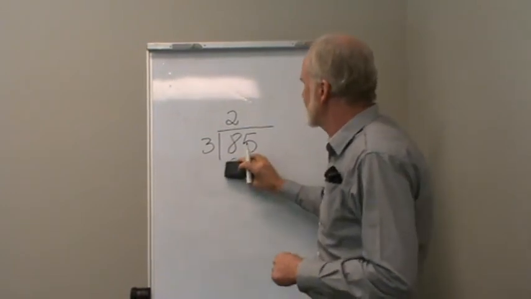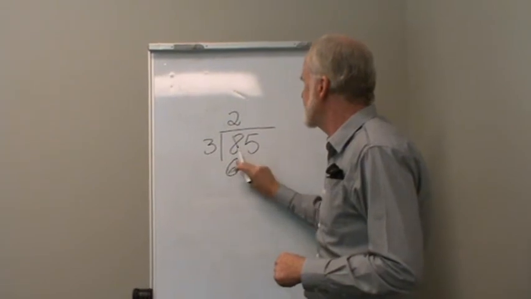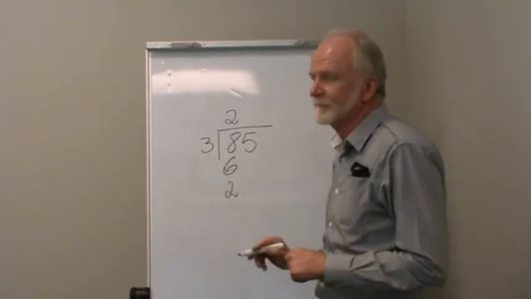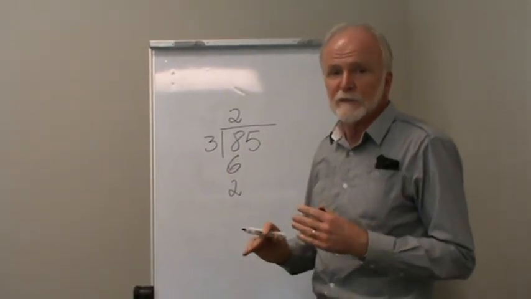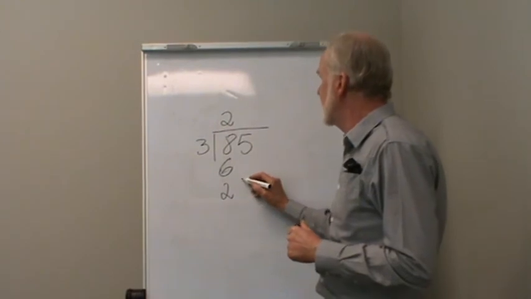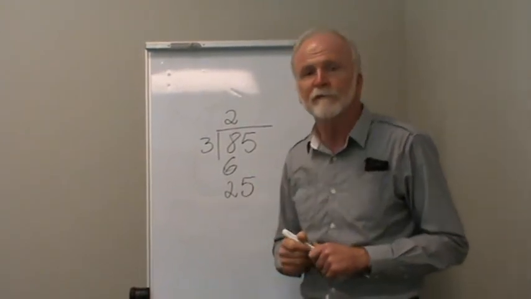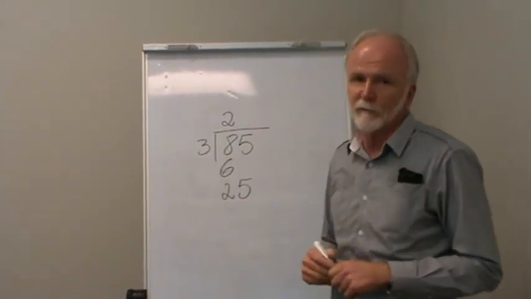That's a mistake. 3 tens each, which means we've shared 6 tens and 2 tens remain. Now, we have to rename those tens as ones. So 2 tens becomes 20 ones, and we already have 5 ones, so we now have 25 ones to share. 3 people sharing 25 ones.